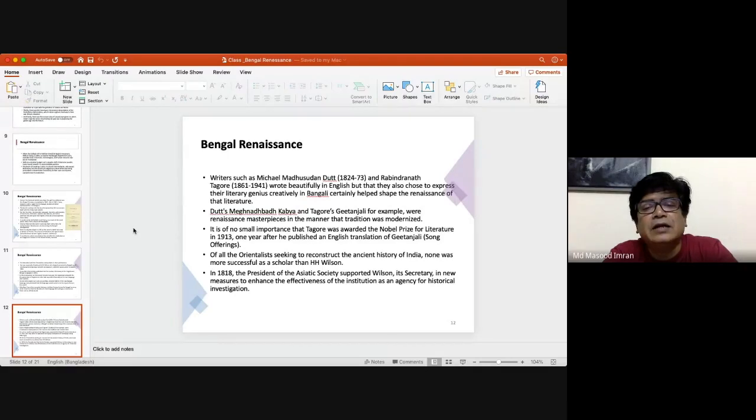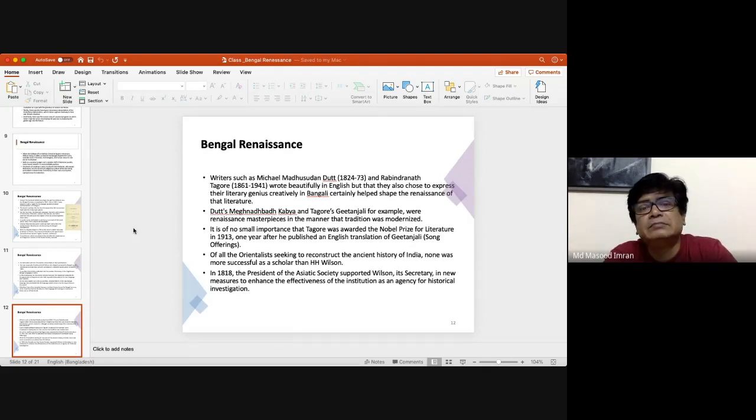It is of no small importance that Tagore was awarded the Nobel Prize for Literature in 1930. One year after, he published an English translation of Gitanjali and the Song Offering. Because of that, for the Bangla language, that was the first time, and till now, it is the only Nobel Prize we got in the Bangla language.